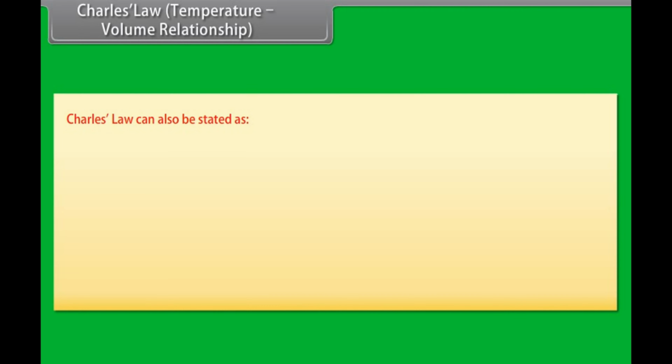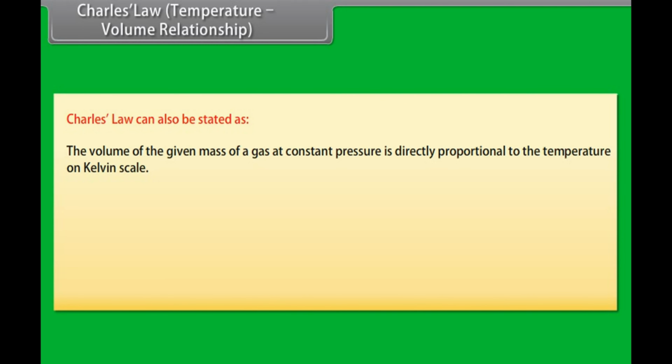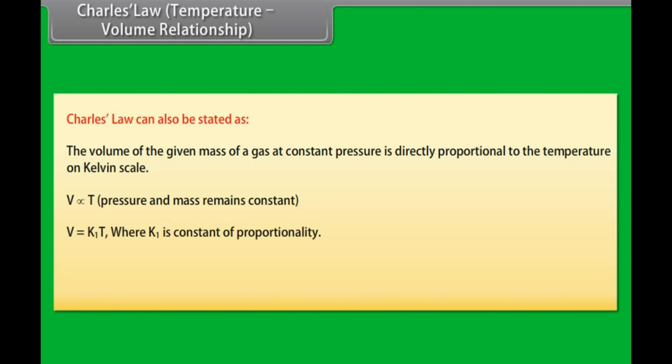Charles' law can also be stated as the volume of the given mass of a gas at constant pressure is directly proportional to the temperature on Kelvin scale. Volume is directly proportional to the temperature at constant pressure and mass. V is equal to K1T, where K1 is constant of proportionality.